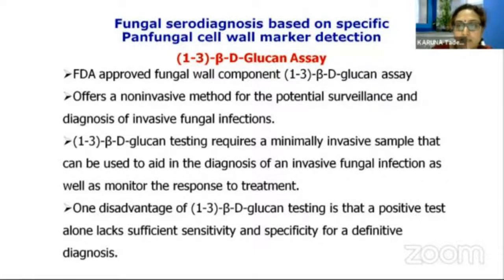1,3-beta-glucan testing requires a minimally invasive sample and can be performed on blood and serum. It has been validated for serum samples, so it has not been validated for bile or other samples. It can be used to aid in diagnosis of non-invasive fungal infections and also to monitor response to treatment.